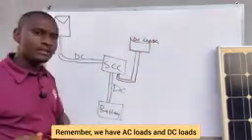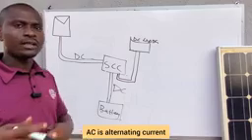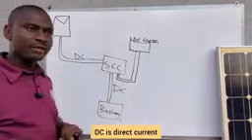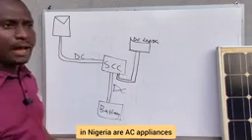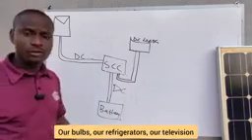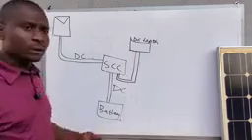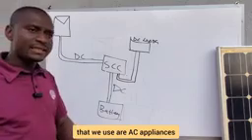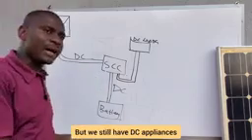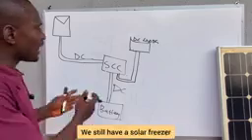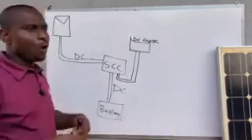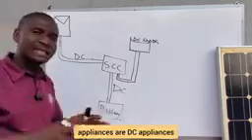Remember, we have AC loads and DC loads. AC is alternating current. DC is direct current. Most of our conventional appliances here in Nigeria are AC appliances. Our bulbs, our refrigerators, our television, a lot of appliances that we use are AC appliances. But we still have DC appliances, like what we call the solar pump. The solar pump is a DC pump. We still have solar freezer. All those appliances are DC appliances.